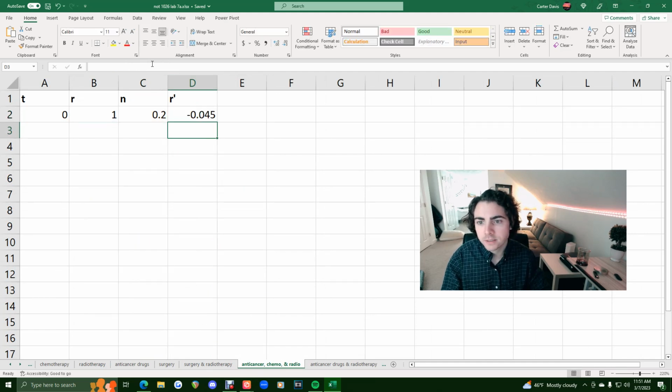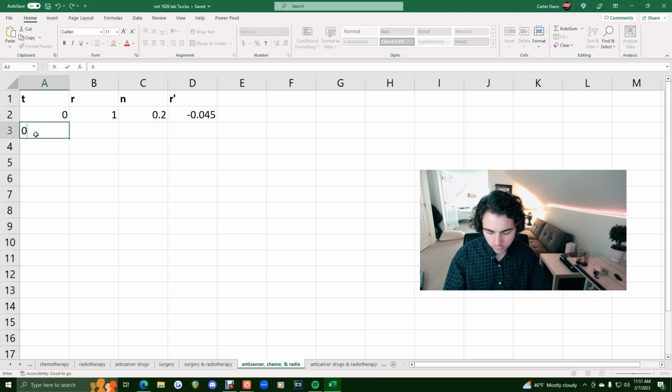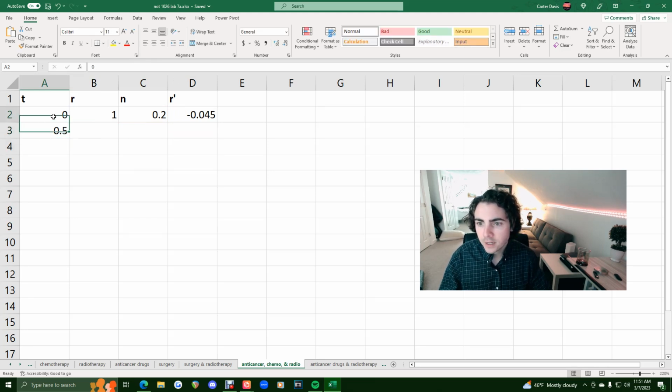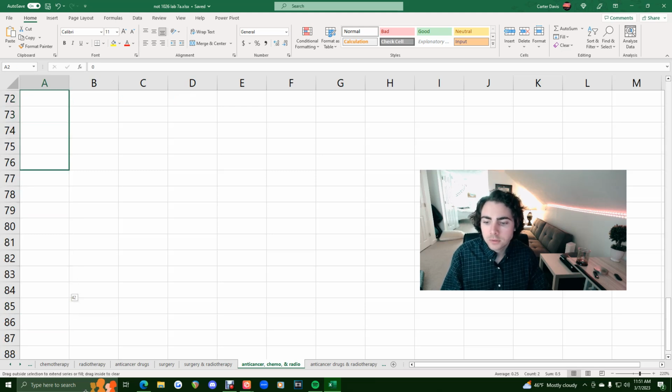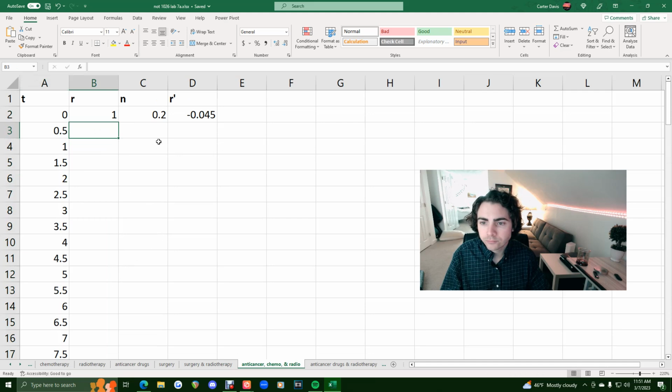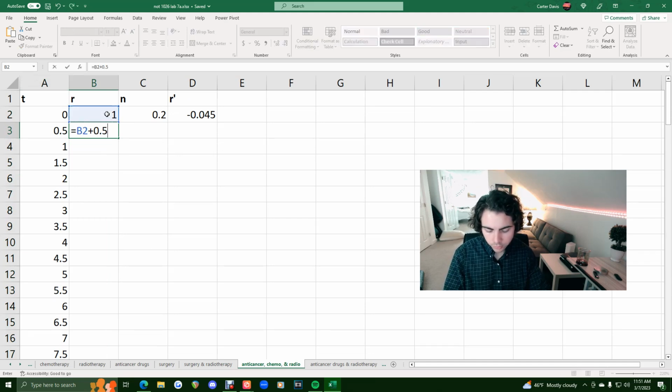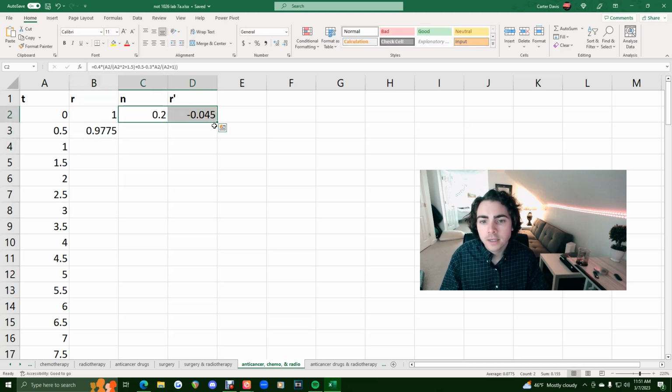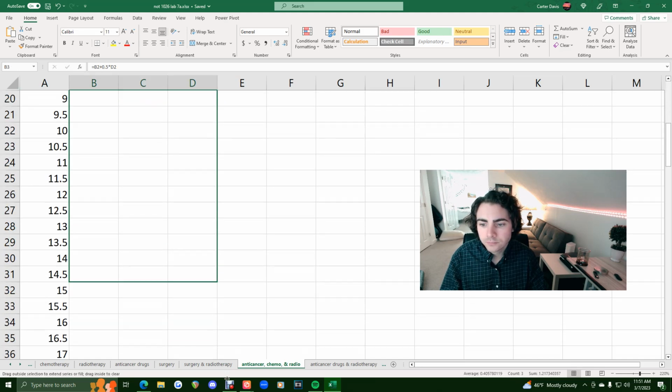So we just tack on minus 0.06, hit enter, and we're going to go from 0 to 0.5, highlight both those, drag this down a bunch. I'm going to do Euler's method, so we click on R plus 0.5 times R prime, hit enter, highlight these, drag these down, highlight all 3, drag these down.